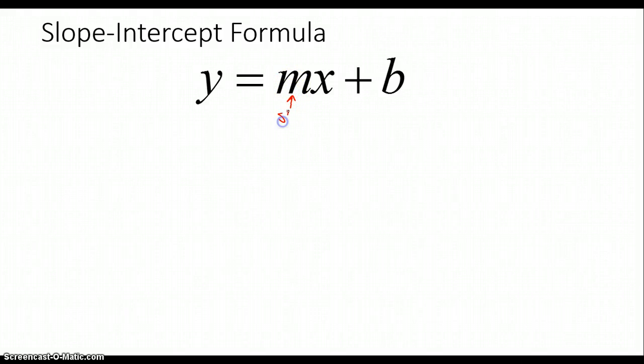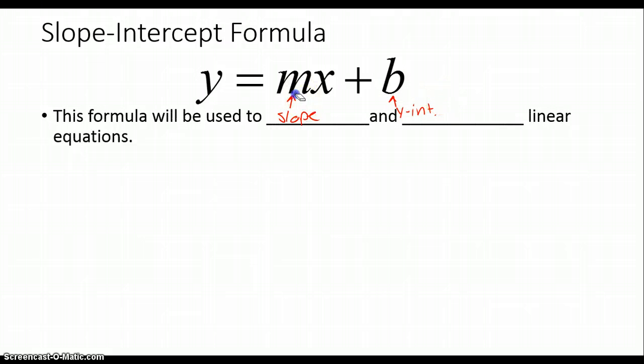So let's review what we know about the slope-intercept formula. We know that it's y equals mx plus b, where m is the slope and b is our y-intercept. So let's think of this statement. This formula will be used to blank and blank linear equations. Think, what might you put in the blanks of this sentence? If you've said we use this formula to write linear equations and to graph linear equations, you'd be correct.